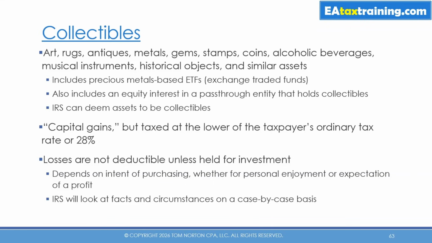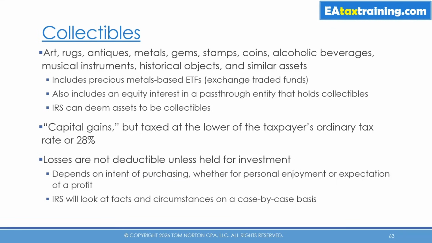So it's still a capital gain, but you don't get the normal 0, 15, 20% treatment. Instead, you pay tax at your normal tax rate. But if you're in one of those higher normal tax rate brackets, you only have to pay 28%. That's the maximum you have to pay.